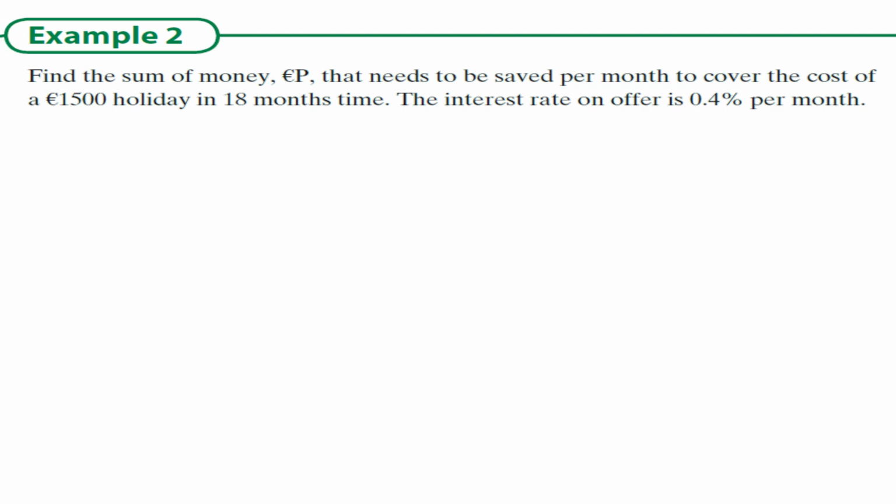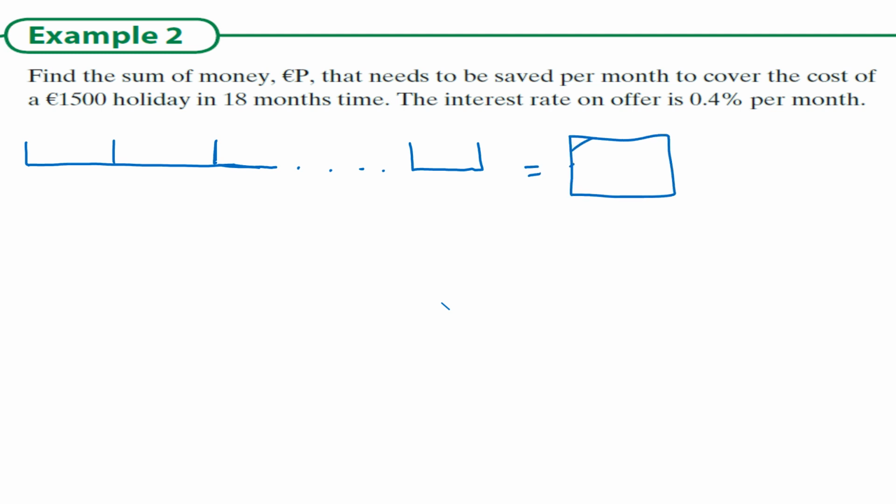So example 2: find the sum of money, P, that is needed to be saved per month to cover the cost of a €1,500 holiday in 18 months' time. The interest rate on offer is 0.4% per month. So we set up our little piece here. I will always suggest that we draw this out. I'm going to try get about 3 payments, then do a final piece. And this all will give us this big bucket of money.